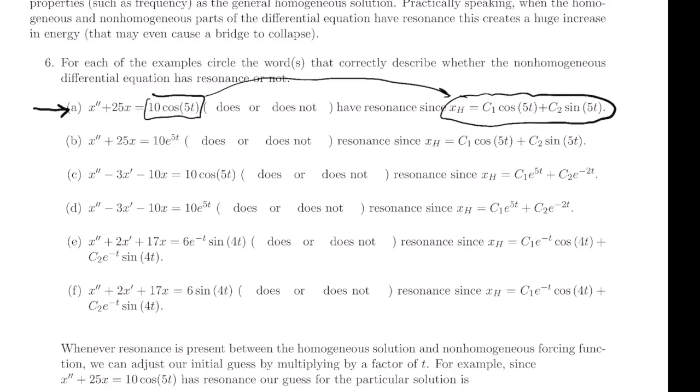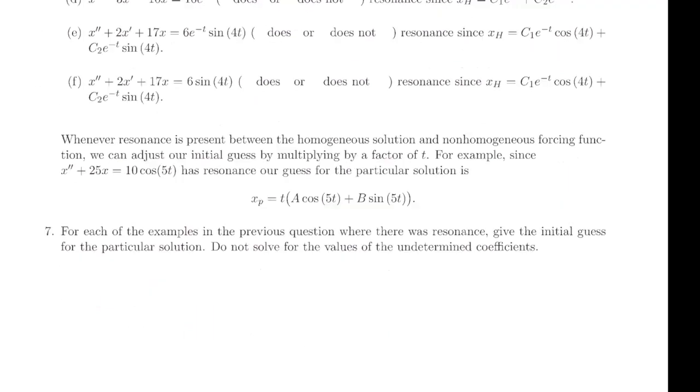So you might initially guess that a good reasonable thing would be to guess a trig function that looks similar to the forcing function. But again, this is the homogeneous solution exactly, right? All we've done is rewrite the homogeneous solution. So we know that one is not going to work. So this one does have resonance, we would say.